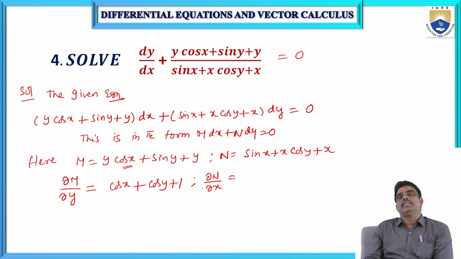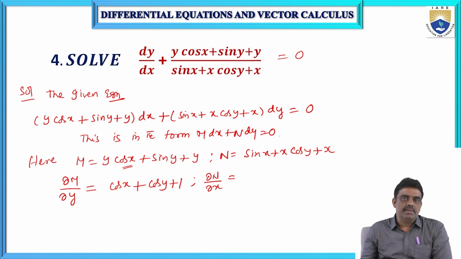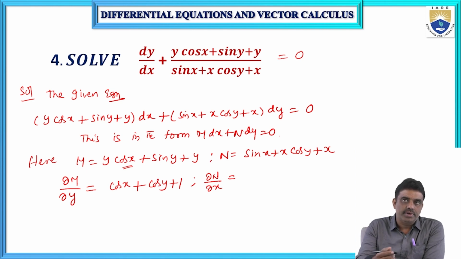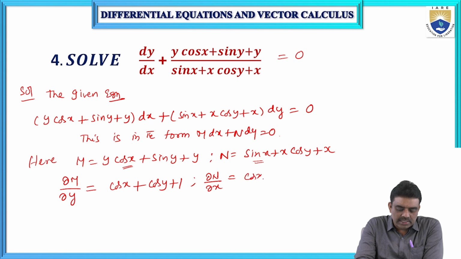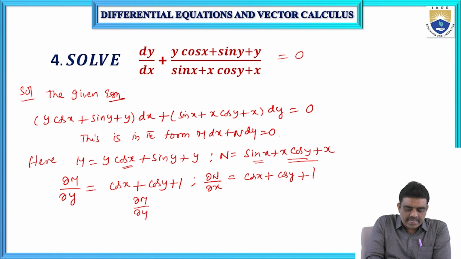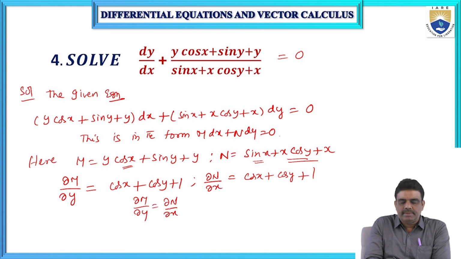Already we have seen the method in regular classes. I am just solving the questions in the question bank, so you just recollect the formulas. I am going to check whether it is exact or not. Dou N by dou x, the partial derivative of N with respect to x: sin x gives cos x, x cos y gives cos y, and x gives 1. That means dou M by dou y and dou N by dou x are both the same. That means the equation is an exact equation.